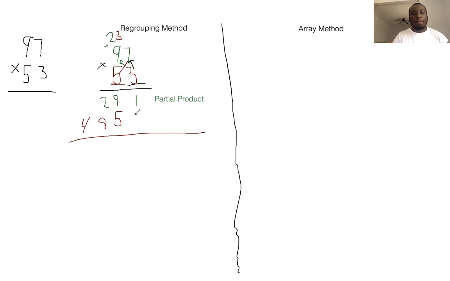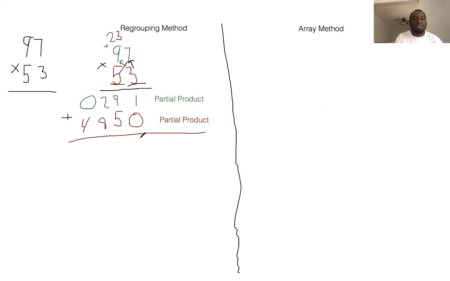I'm going to fill in my placeholder. I'm going to also fill in my placeholder. So now I have another partial product. And once I get a partial product, I'm going to add the two together, both of them.